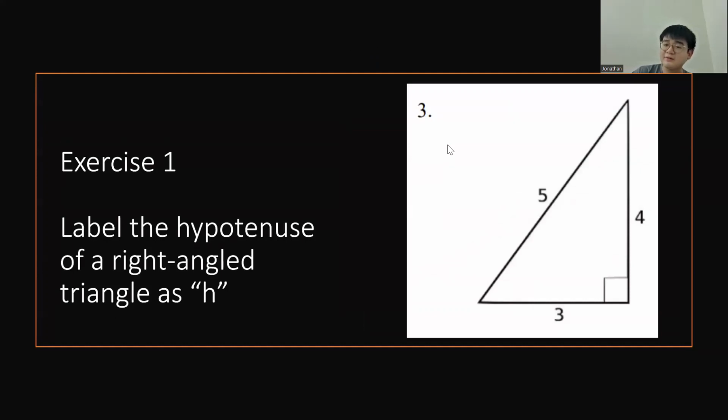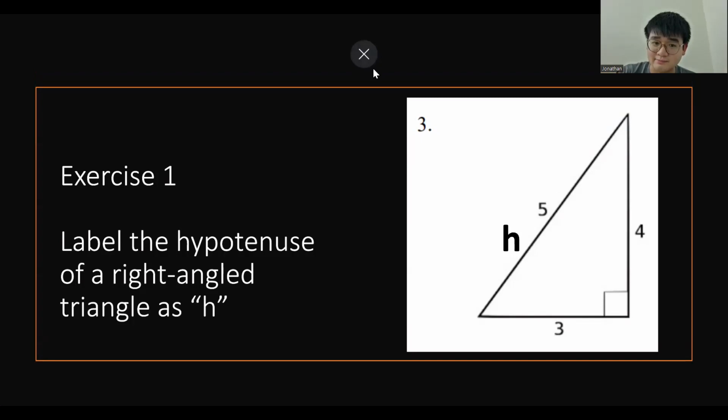So number three: 3, 4, 5. Okay, these are the lengths of the triangle. We have length 3, length 4, and also length 5. So according to the definition, the hypotenuse is the longer side of the triangle. The longer side is 5, right? So the answer is 5. The hypotenuse is the length 5. Yes, very good. Thank you. Okay, so please jot it down.